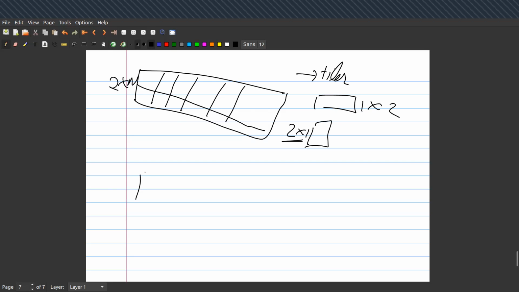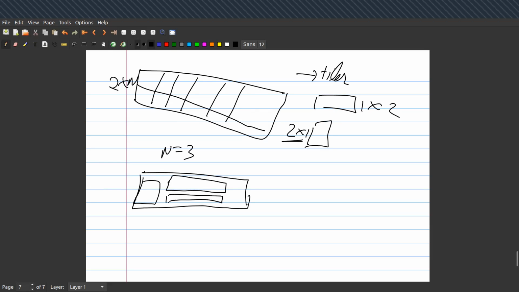So for example, let's say this is for n equal to 3. You can fill the tiles like this and this. So this is one possible configuration. The other possible configuration is this. So for any n, you have to find the number of configurations.